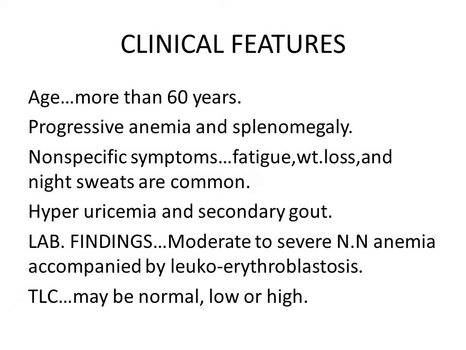In lab findings, what we will see is moderate to severe normocytic normochromic anemia. This may be accompanied by leukoerythroblastosis. We have already discussed immature precursors of the erythroid series and immature precursors of the myeloid series. Both are present on the peripheral smear. This is known as a leukoerythroblastic picture or leukoerythroblastosis.